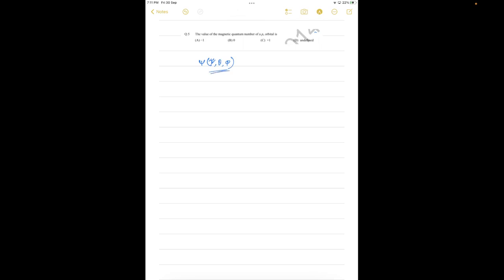So this wave function is a function of 3 variables: r, which is the radial coordinate, and theta and phi, which are the angular coordinates. So if you just draw the polar space, let's say this is x, this is y, and this is z. Now for any vector, let's say this is any vector capital R.